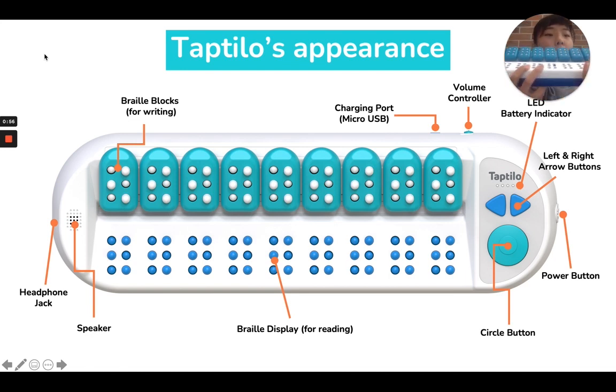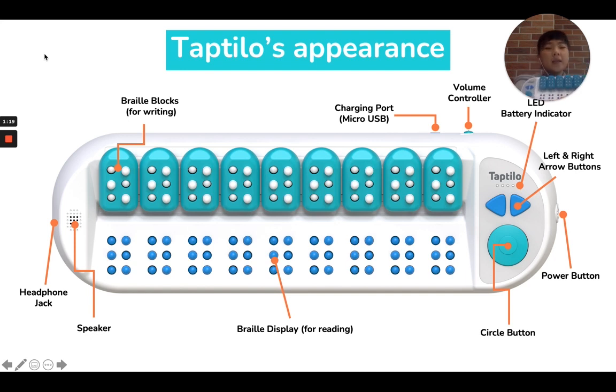In the lower part, there are 9 cells of Braille display. This Braille display is for practicing reading. And it has a headphone jack and a speaker so students can listen to the audio guide. And also there is a volume controller and the charging port.